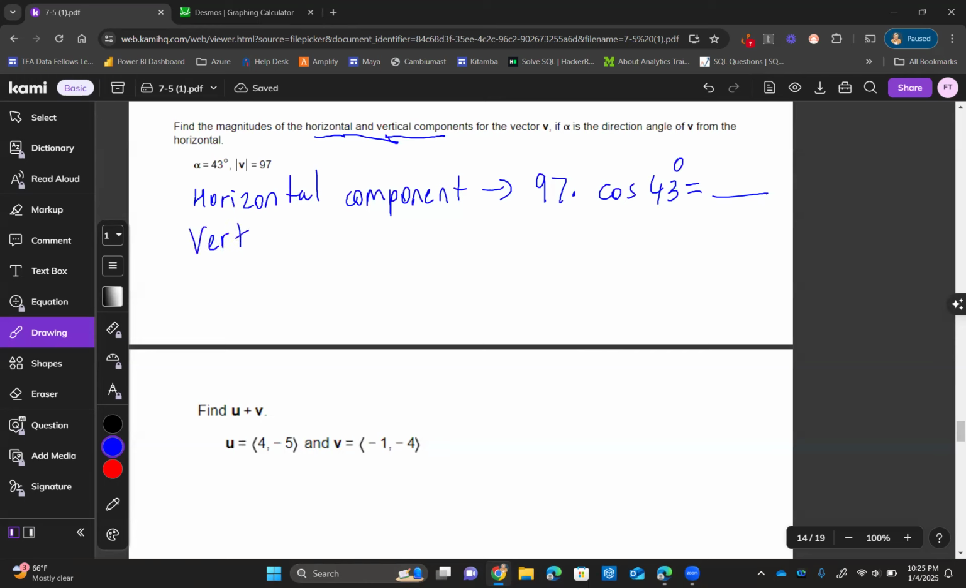And for the vertical component, you need to multiply your magnitude by the sine of this angle. And then you will find the answer.